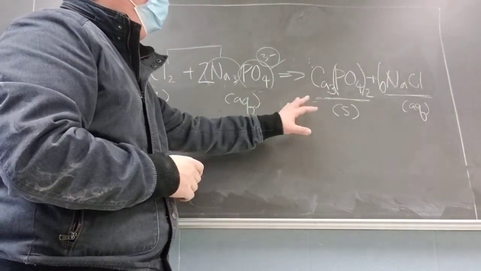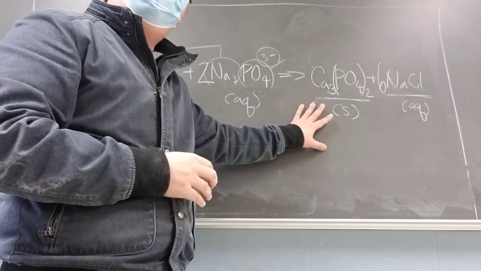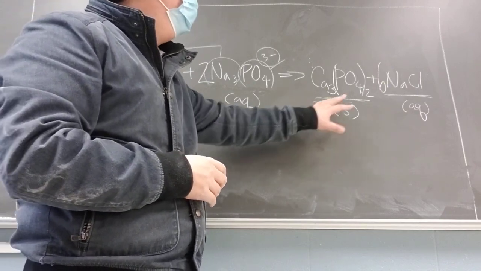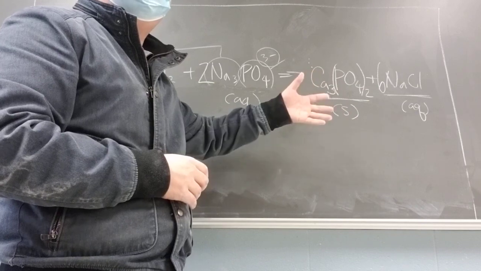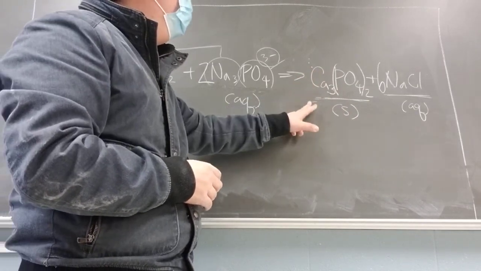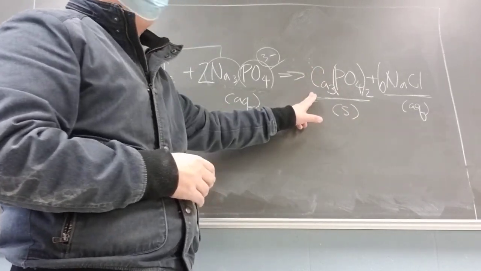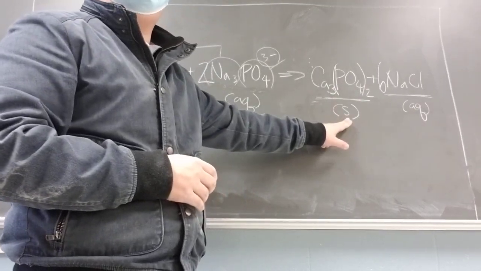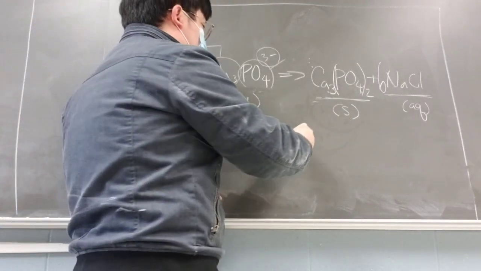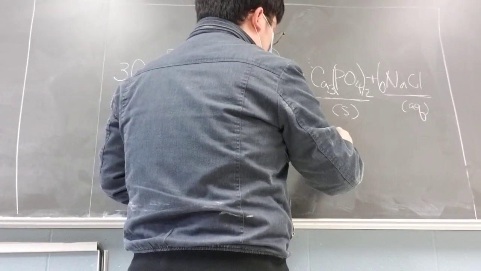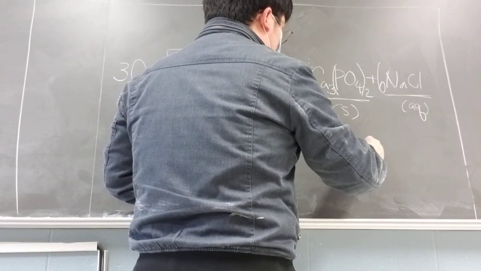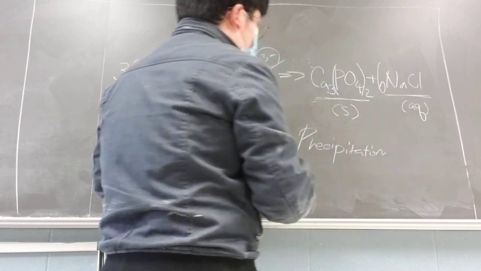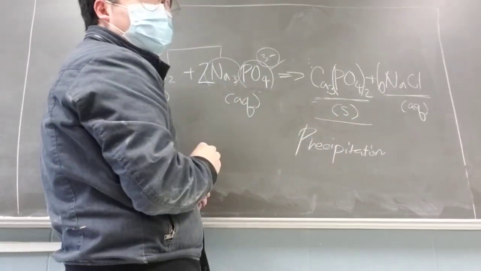So normally, group 2 is not really soluble in water much. And the phosphate is not a good one to be dissolved in water as well. So this is kind of a bad combination for dissolving in water. That's why these two are actually in solid phase. So we call this precipitation. And this is what we can precipitate.